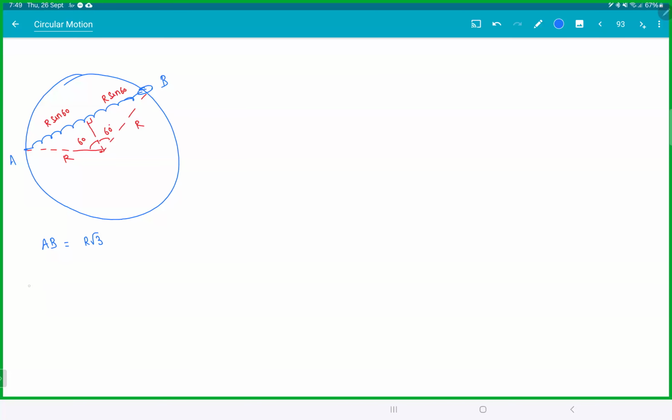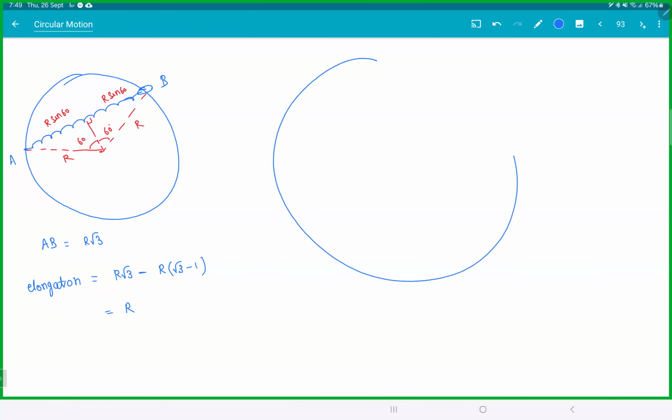So what is the elongation? So elongation will be the current length, which is r root 3, minus the natural length, which is r into root 3 minus 1, which is r. Make sense? So at this instant, the spring was elongated by r. Any doubts here?